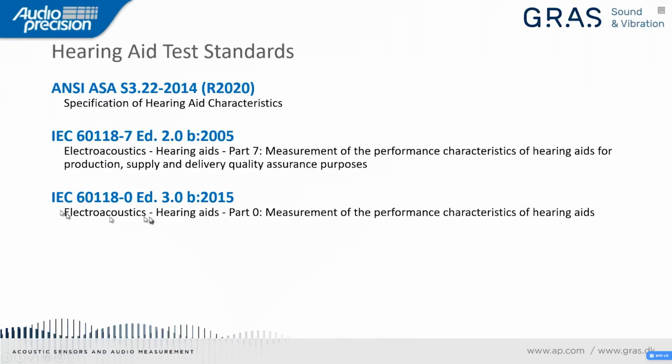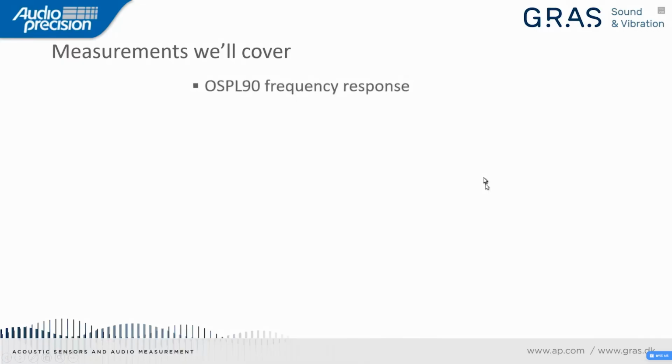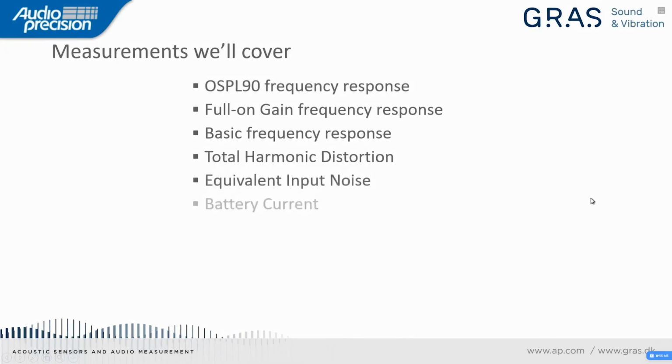Some of the measurements we'll cover today, so I'm just going to give the names of these on this slide, and we'll talk about them more in detail in upcoming slides. So we have the OSPL 90 frequency response, the full-on gain frequency response, basic frequency response, total harmonic distortion, equivalent input noise, battery current, steady state input-output, attack and release, and intermodulation distortion, and finally the SPL-IV curve.